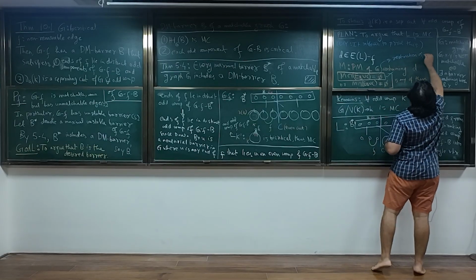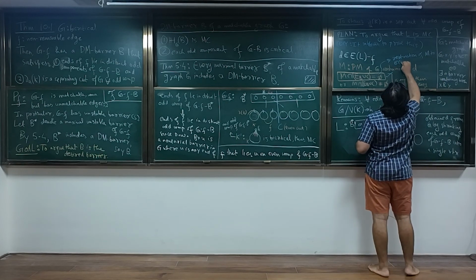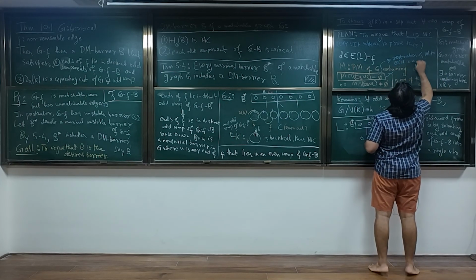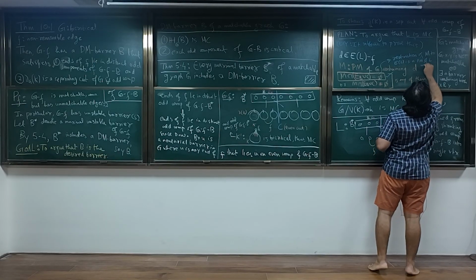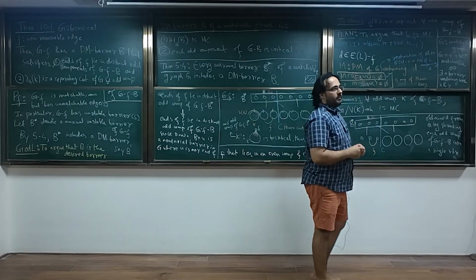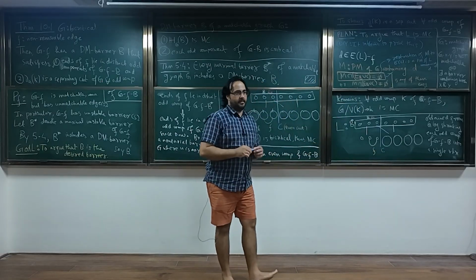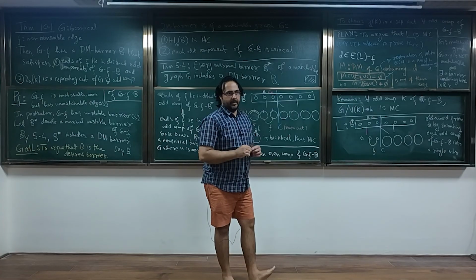Restriction of M to the edge set of L is a perfect matching of L containing the edge D. Everybody agrees with this?